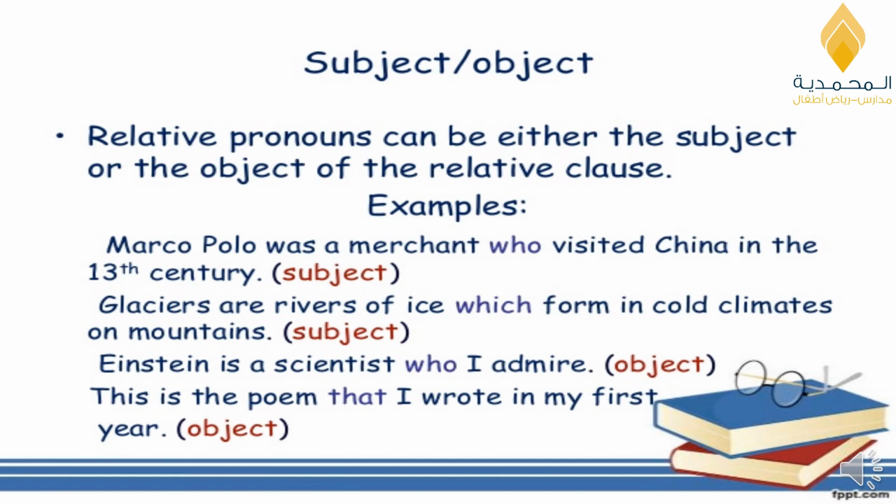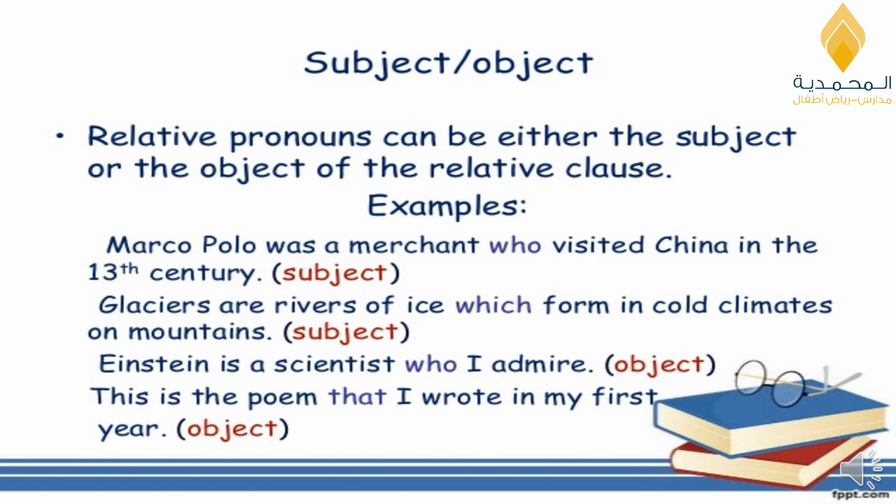Number 3, Einstein is a scientist who I admire. Here it is an object relative pronoun. Why? Because if we just reread the sentence in another context, when I say I admire Einstein, who's the scientist, I is the subject and Einstein is what? Is the object. Who refers to the object, right? So it is considered as an object relative pronoun.